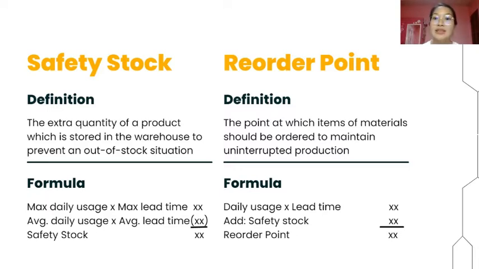And next, the reorder point. So, when will we order? This is the point at which items of material should be ordered to maintain uninterrupted production. The formula for this one is the daily usage, how many units are used every day, multiplied by the lead time to estimate the time from when we order until it arrives, plus the safety stock. So, that is our reorder point.